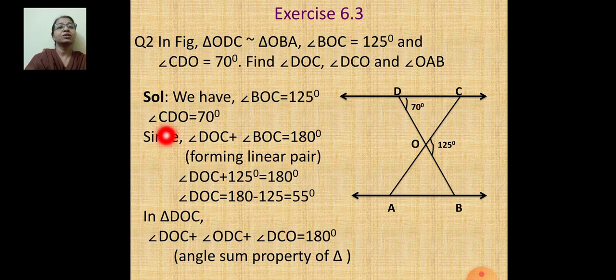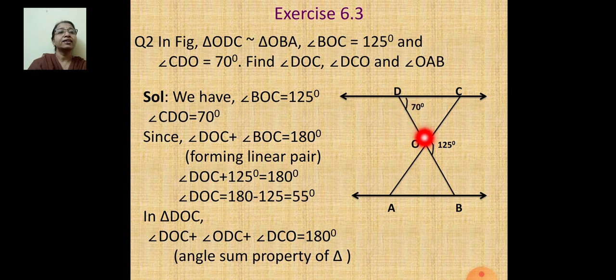Now children, here you see these two angles. They are forming a linear pair of angles, so their sum is equal to 180 degrees. So you will get angle DOC plus angle BOC is 180 degrees, forming a linear pair. But the measure of angle BOC is given. Substitute. So DOC is 180 minus 125, that is equal to 55 degrees. So this angle DOC is 55 degrees.